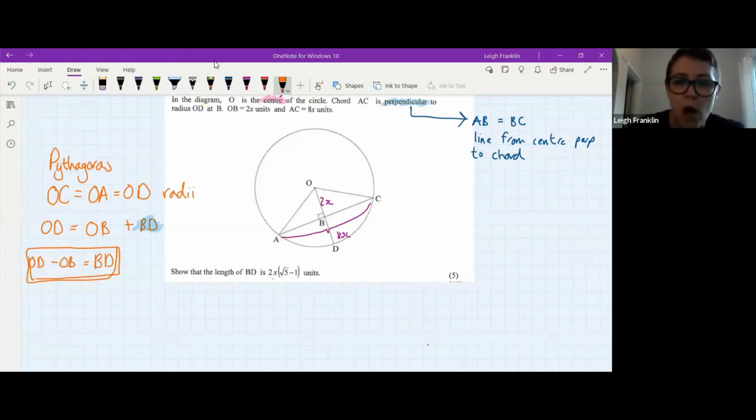Unfortunately, Jabula, it's not going to be proportionality. There's no proportionality in this question because the grade 11s haven't done proportionality or the intercept theorem. So unfortunately not, but that's why I tried to choose questions that were completely unusual and therefore problem solving.